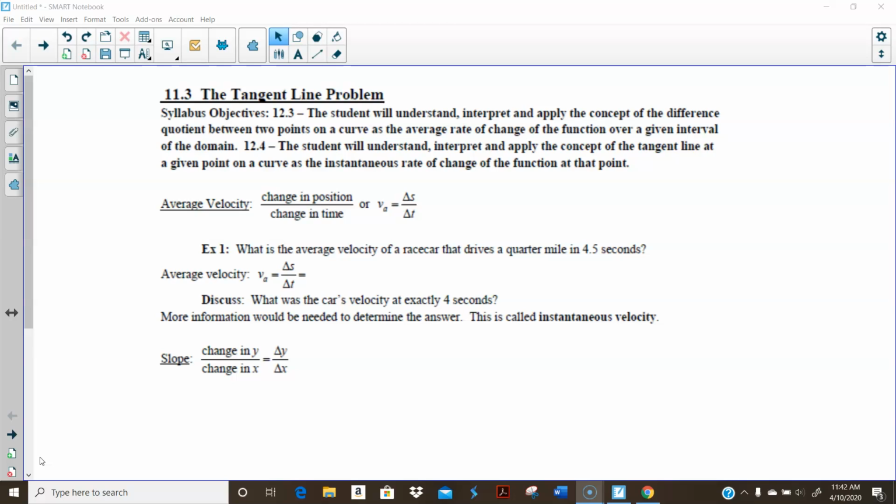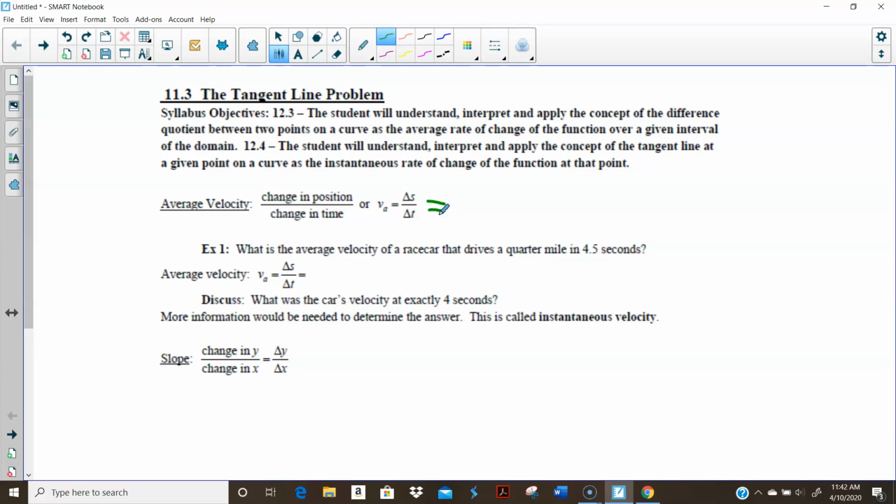where we would be looking at the change in position, so the car's distance, over the change in time. So this delta symbol here stands for change. So change in position, S stands for position, over change in time. So to do this, this is a simple slope problem, or average rate of change problem.